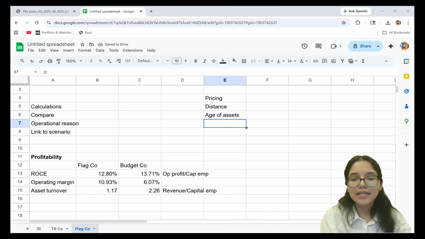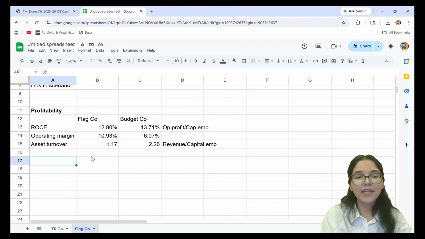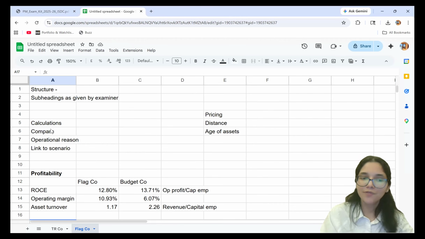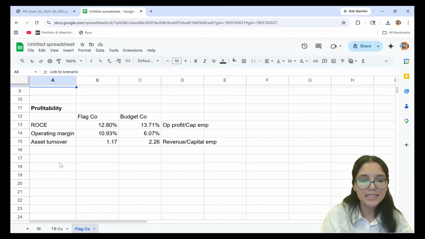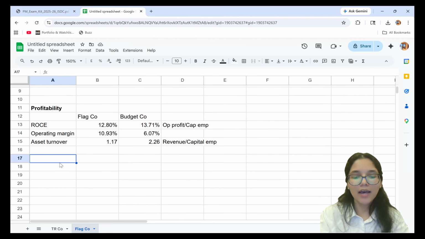So just doing these three calculations that we had planned off. Now I will tell you people how we can frame a good answer. So first calculation we've done. Now we compare, then we give the reason, and then we try to link it to the scenario. So firstly, we were talking about ROCE.